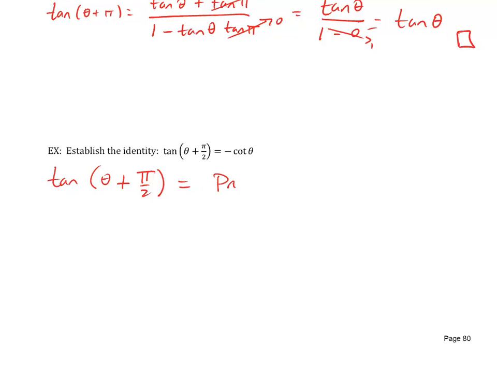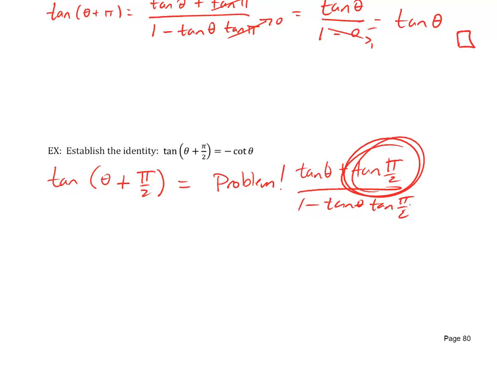Problem. And what is the problem? If I do tangent of theta plus tangent of pi over 2 over 1 minus tangent of theta tangent of pi over 2, these two values are undefined. So we cannot actually do that problem using the sum of angles formula directly. However, we're not out of the realm of possibility.